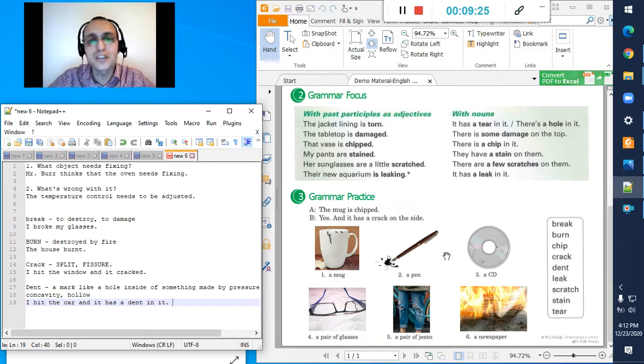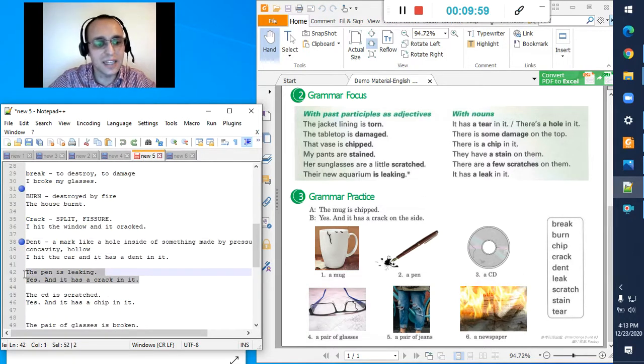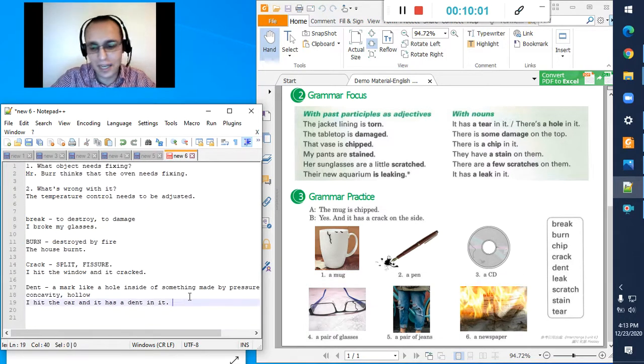Let's go now to the grammar practice. We'll read the model conversation together. I will be A, you will be B, okay? Let's start it. The mug is chipped. Yes, very well. Okay. Now, let's do the exercise. I will make the first sentence, you will make the second one. Let's look together at each picture, okay? So, second, we have a pen there. Okay, so the pen is leaking. Yes, and it has a crack in it. Very well. Okay, next one.